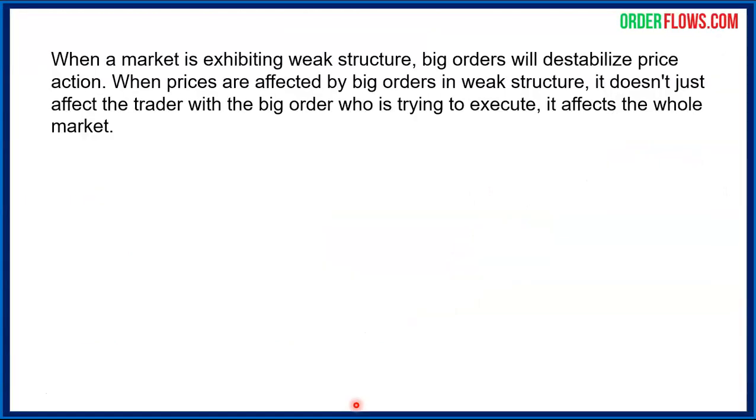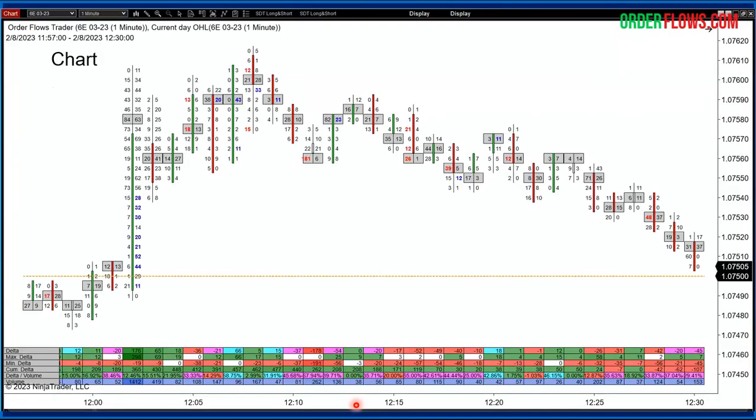So when a market is exhibiting weak structure, big orders will destabilize price action. When prices are affected by big orders in weak structure, it doesn't just affect the trader with the big order who's trying to execute it. It's not affecting JP Morgan, who's trying to execute 1,500 contracts. It's affecting the entire market, everybody else that's trading around the market at that time.